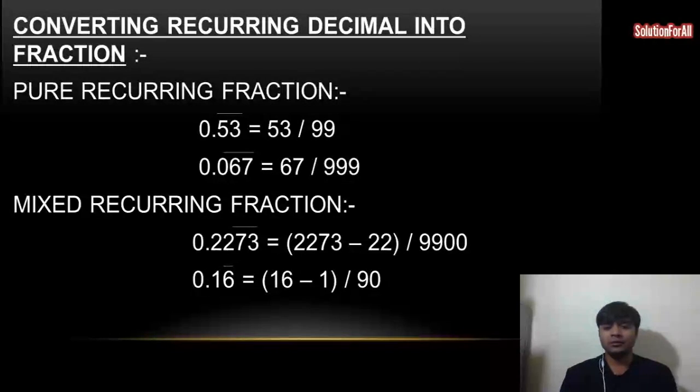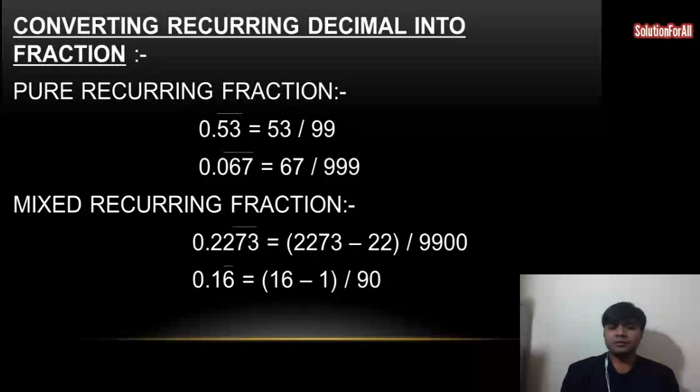That is, this decimal will be like 0.067067067067 and continuous. So I will take it as 67 upon 3 times 9, because I have 3 digits after the decimal that are getting repeated. Now I have to convert a mixed recurring decimal into its fraction.